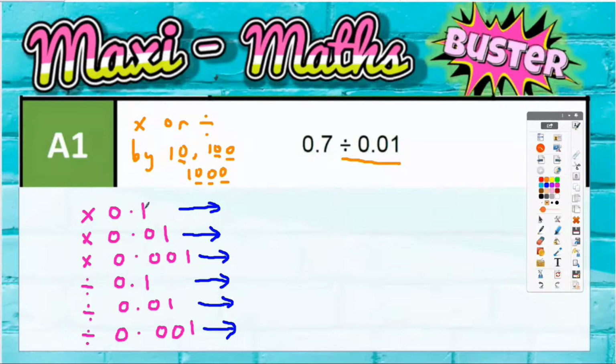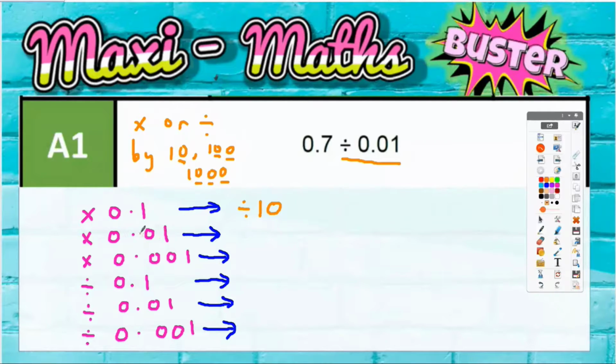Because timesing by 0.1, well, here comes a simple trick. It's the same as something that we already know how to do. So you take the point out, you flip the digits around, and you swap the symbol. And that gives you the following. So swapping the symbol changes the times to a divide. Taking the point out would be 0, 1, and then flipping the digits around would be 1, 0. So timesing by 0.1 has the same effect as dividing by 10.